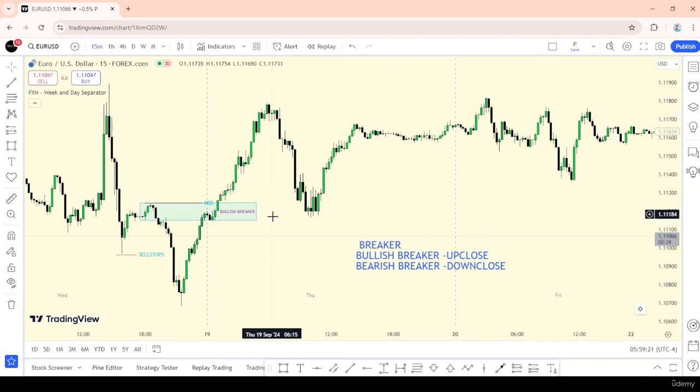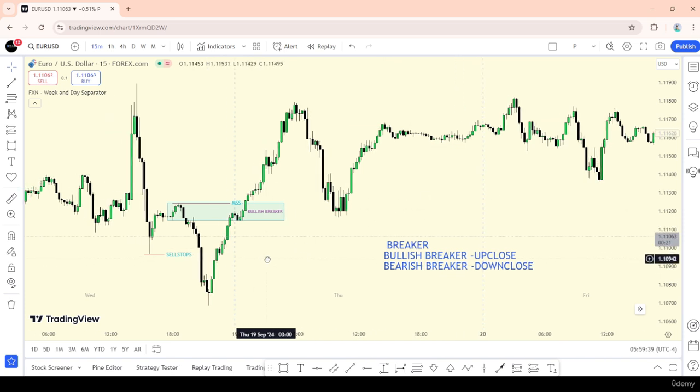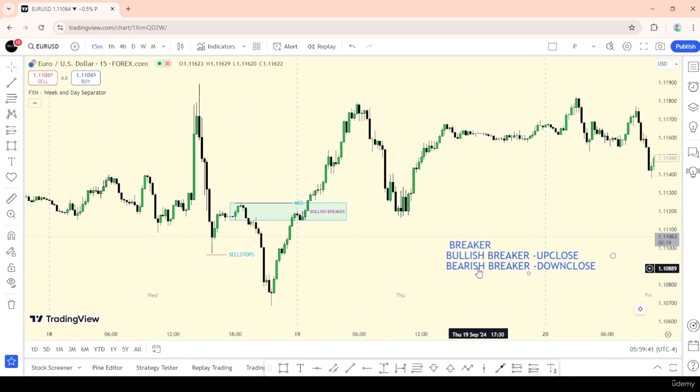I'll also show you a bearish breaker. What is a bearish breaker? A bearish breaker is a down close candle before a down move. Let's go to the chart and identify one example of a down close candle, of a bearish breaker.